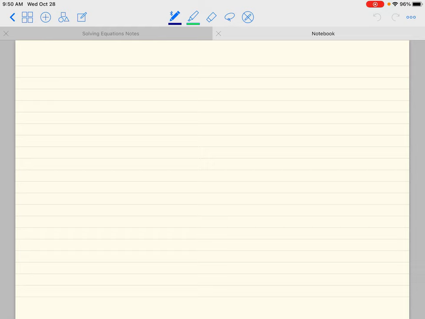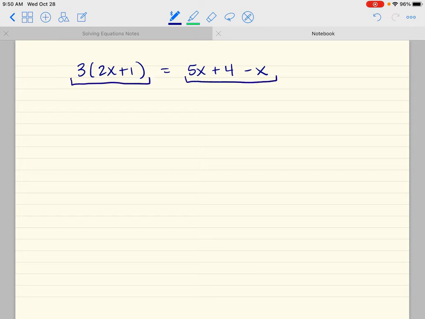One way we could simplify, remember, we're going to have expressions, something like 3 times 2x plus 1 equal to, I don't know, 5x plus 4 minus x, something like this. So we have an expression on one side, we have an expression on the other side, and the equal sign separating the two makes this an equation. So if there are ways to simplify the expressions on either side, we want to do that.